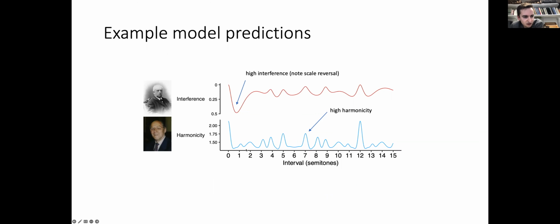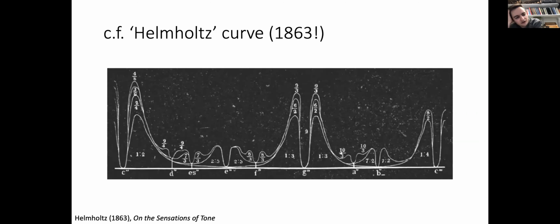And then the blue line here corresponds to harmonicity. And the top of the plot corresponds to high harmonicity. So we see high harmonicity for consonant intervals like the perfect fourth, perfect fifth, and the octave. And it's nice in that these model outputs are conceptually very similar to this theoretical curve that Helmholtz was plotting all the way back in 1863. But here, instead of being a sort of theoretically imagined curve, our curves come from rigorous quantitative modeling.